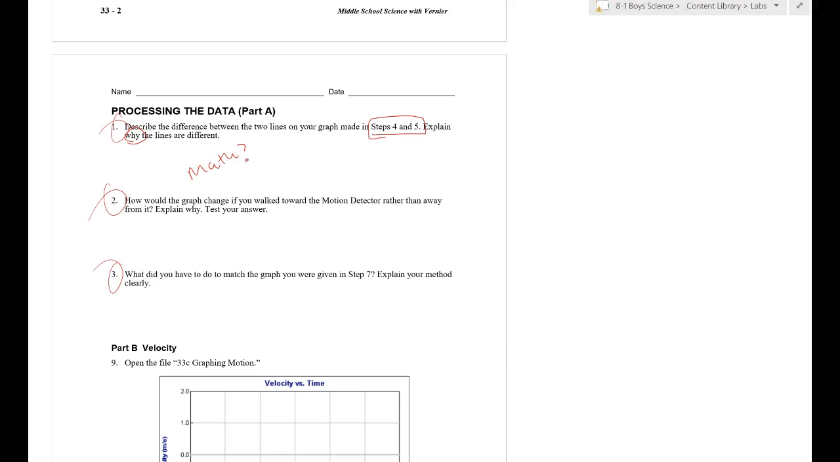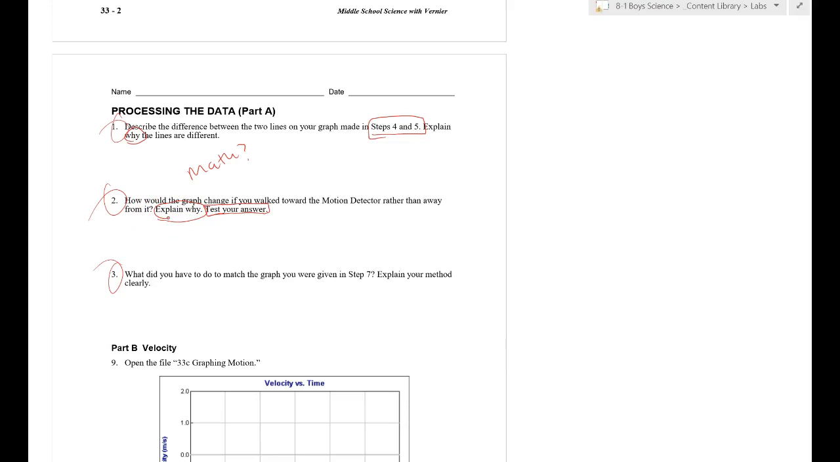How will the graph change if you walk towards the motion detector rather than away from it? Explain why, test your answer. Obviously, if you didn't do this in lab, we can't do that right now, but we've tested this out with the graph interpretation packets that we were playing around with. So if you walk towards the motion detector, what happens to the line? And once again, make sure that you're talking about why. Why is that the case that the line does whatever it does?